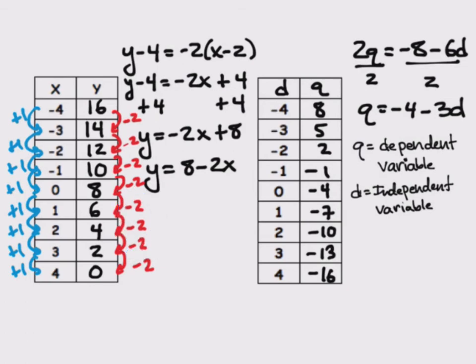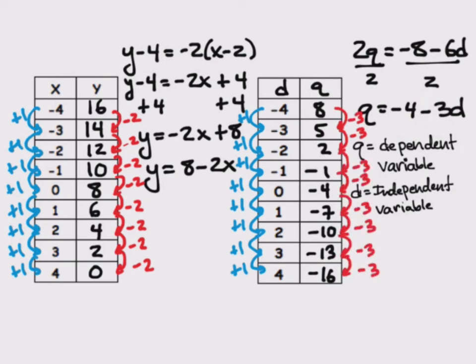In our second example, every time our independent variable goes up by 1, our dependent variable goes down by 3. And that's due to this -3 in our equation right here. This equation says Q starts at -4 when D is 0, and D tells us how many times to subtract 3 from -4. So if D is 1, you subtract 3 from -4 once. If D is 2, you subtract 3 from -4 twice, and etc., etc.